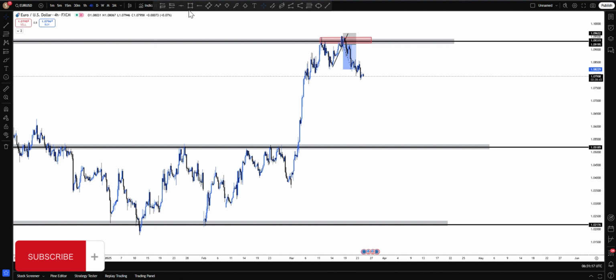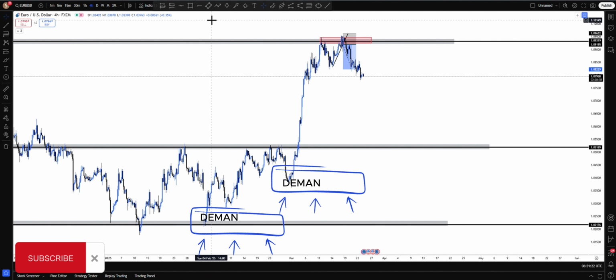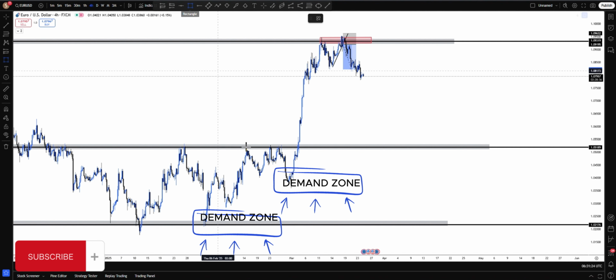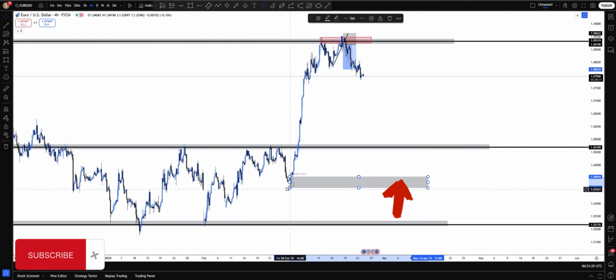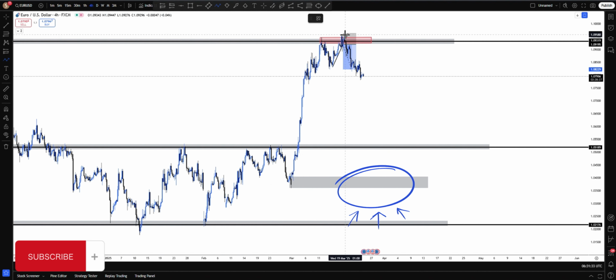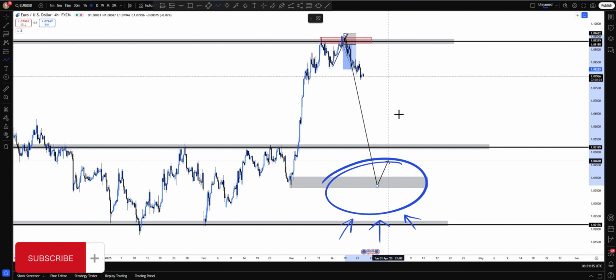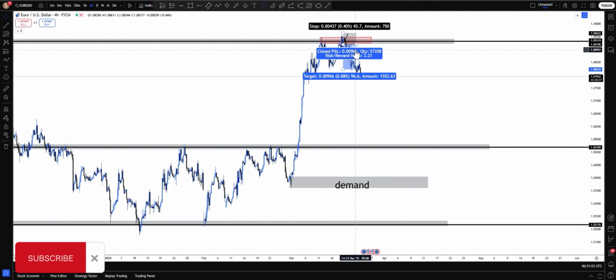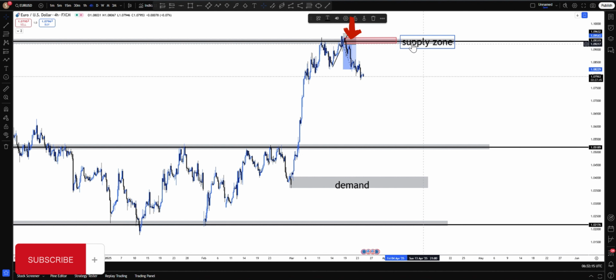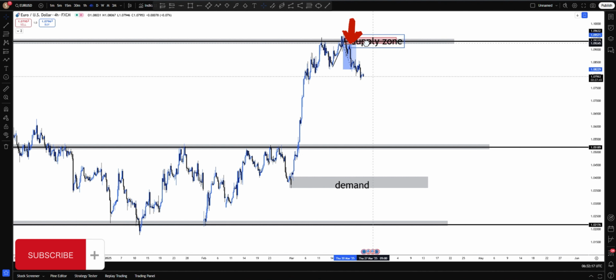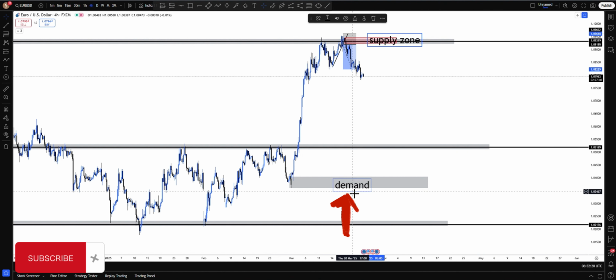We already know that supply zones are the zones where the market sells from, and demand zones are the zones where the market buys from. For example, this is a demand zone. If the market gets to this point here, we'll be looking for a buy. Then a zone where the market sells from, like this. This point here is a supply zone, and this is a demand zone. Now, this is how we typically draw it.